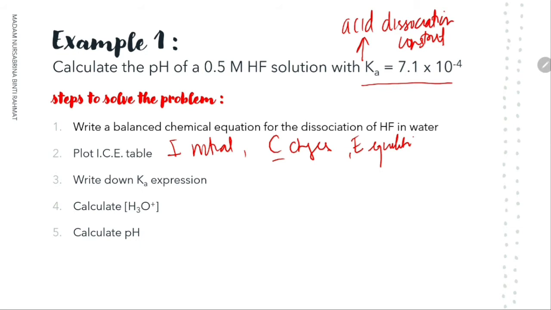And then write down the Ka expression. Whenever you are asked to write down the Ka expression, again you need to omit any water from the expression, because water is a pure liquid, so it will not appear in the expression since the concentration of water is constant at all times. And then you're going to calculate H3O+ and finally pH. Okay, so let's do this.